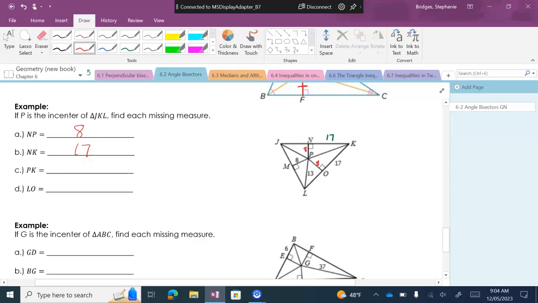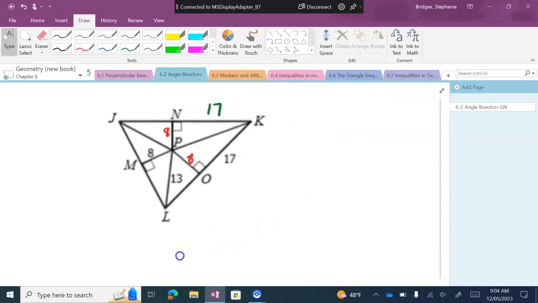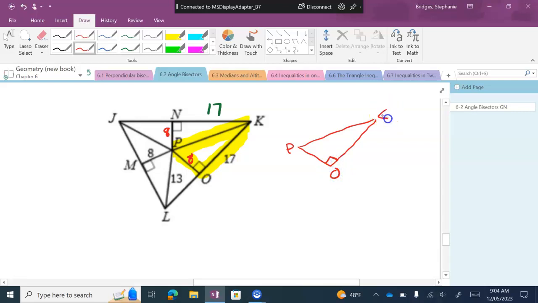Then it wants PK. Do I know PK? No. All right, so let me blow that up. We're looking for PK, so I want to focus on this triangle right here. That's P. That's O. That's where my right angle is. That's K. This is labeled 17. This is labeled 8. This is what we're looking for.